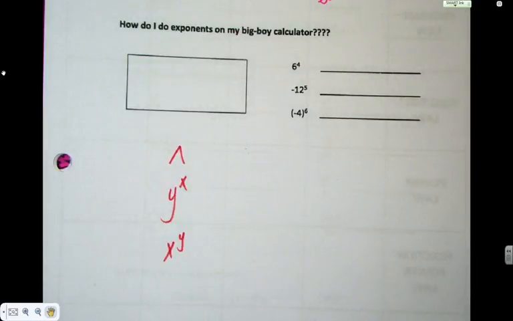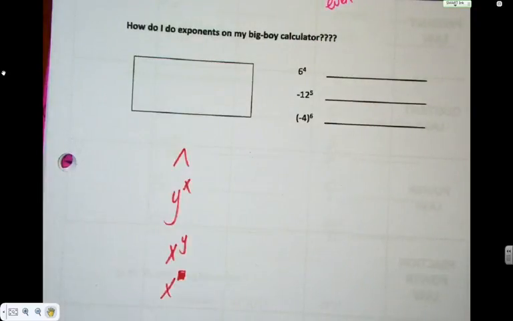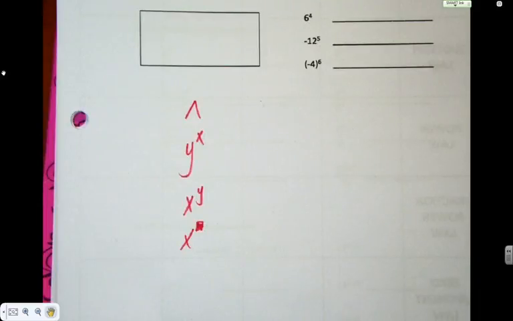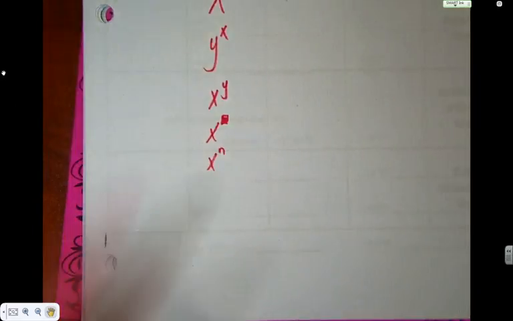You have an X with a box. Do you see that one there? I'll add that to the list. You have a Y to the X right there. X box was one that we had there. Nope. X to the N. Could be X to the N. You have the caret right there, off on the side. Yep.